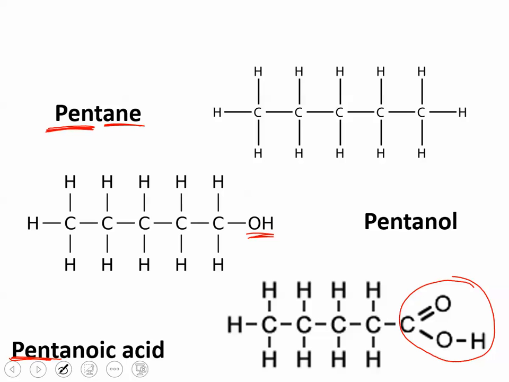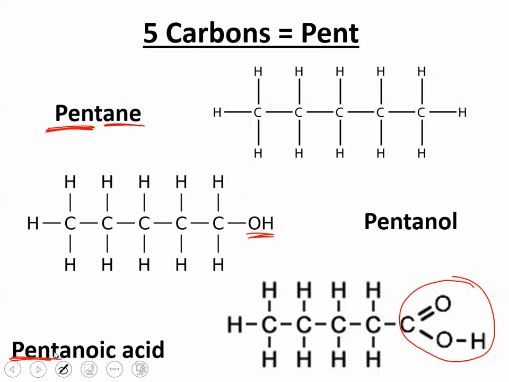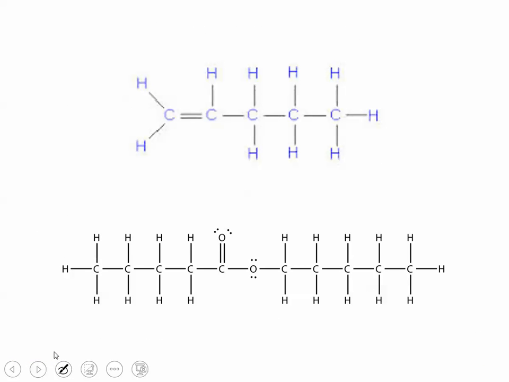Right, and the last two. Okay, let's see if we can work these out. Any ideas? Have a look. We've got a double bond. So we've got 1, 2, 3, 4, 5. Okay, what we have there is pentene. We've got a double bond.